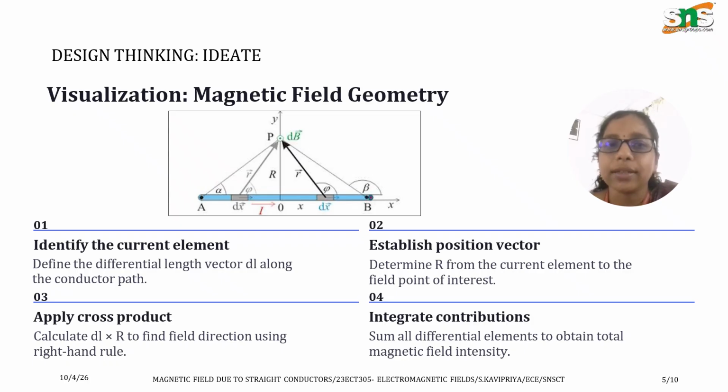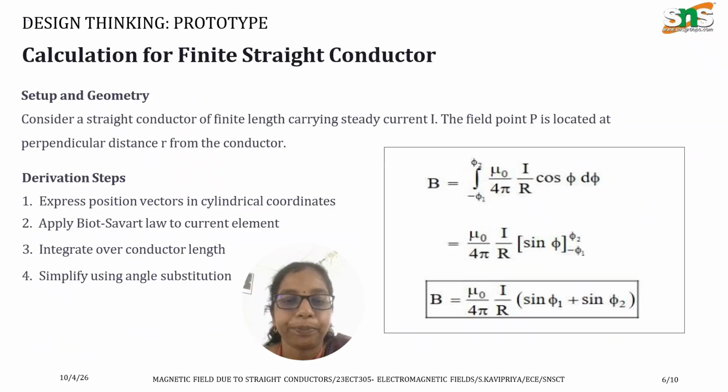How do we visualize this magnetic field geometry? First, we identify the current element: we define the differential vector length dl along the conductor path. Second, establish the position vector: determine R from the current element to the field point of interest. Third, apply the cross product dl cross R to find the field direction using the right hand rule. The final step is to integrate the contributions: the sum of all the differential elements has to be taken to obtain the magnetic field intensity, which means we apply integration.